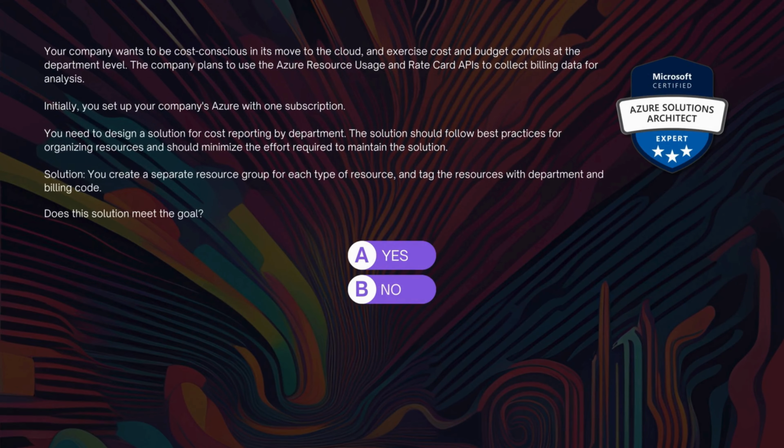Your company wants to be cost conscious in its move to the cloud and exercise cost and budget controls at the department level. The company plans to use the Azure Resource Usage and Rate Card APIs to collect billing data for analysis. Initially, you set up your company's Azure with one subscription. You need to design a solution for cost reporting by department. The solution should follow best practices for organizing resources and should minimize the effort required to maintain the solution. Solution: you create a separate resource group for each type of resource and tag the resources with department and billing code. Does this solution meet the goal? Yes? Or no?